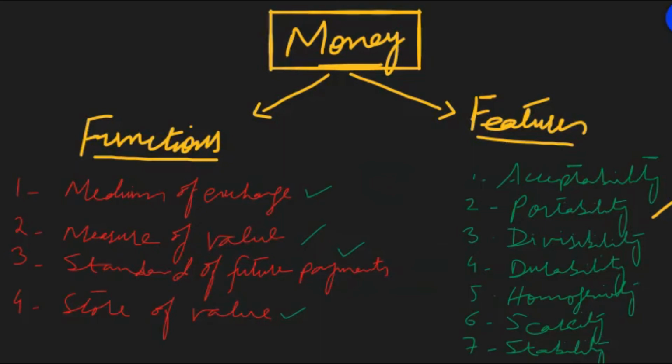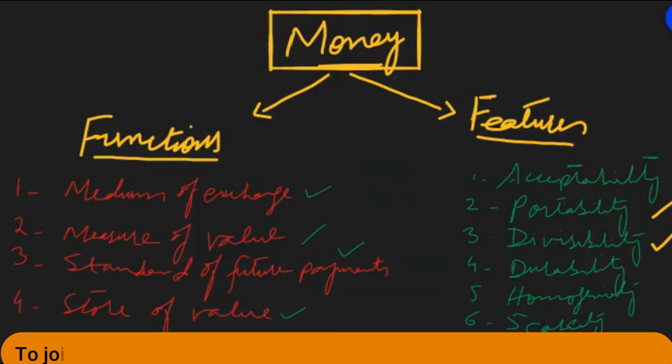Divisibility means we can divide it into smaller units. For example, in case of an animal, if we have a cow, that cow cannot be divided into parts. But if we have money, let's say, a 5,000 rupees note, that note can be converted into 5 notes of 1,000. It can be divided into 10 notes of 500 and so on.